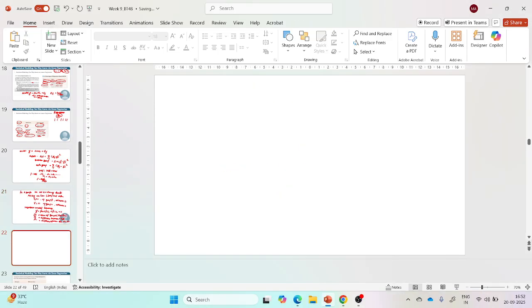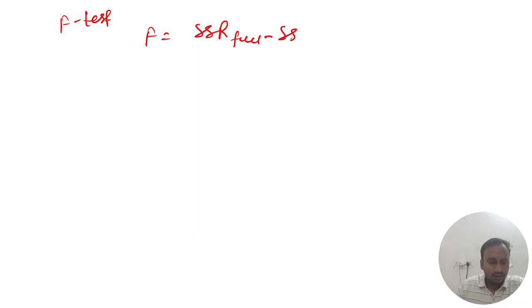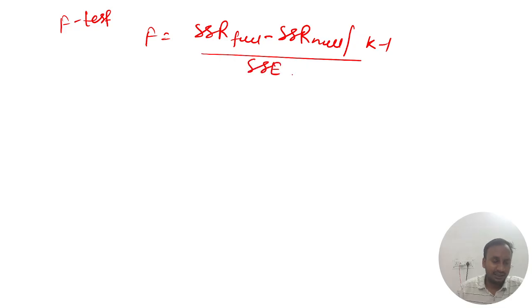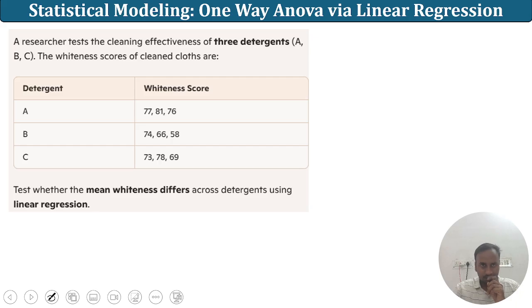Don't worry, I'll take one problem actually and we'll do it. So in that case, the F test will become F is equal to SSR full minus SSR null, over K minus 1, upon SSE of full, over N minus K. I'll show you what the SSE is also.